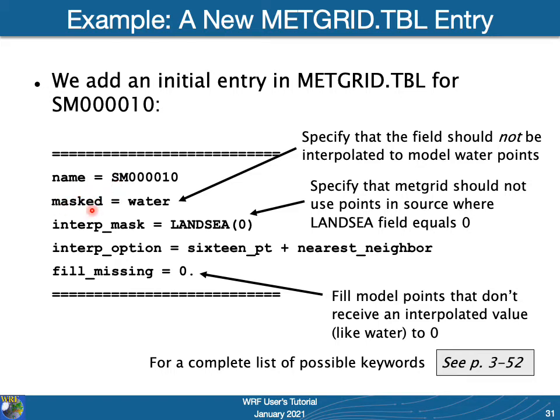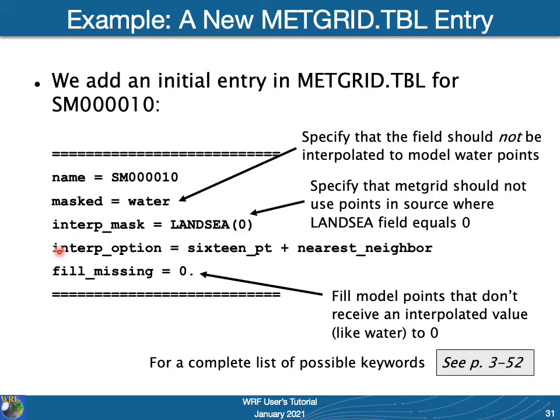We can set the mask keyword to water to tell the metgrid program that we don't need to interpolate the soil moisture field onto water points as dictated by our high resolution geogrid land-sea mask. We can add this interp mask keyword to tell the metgrid program that wherever the GFS land-sea field is 0, that represents a water point, and we should therefore not use the corresponding pixel in the soil moisture field from GFS because it's likely to be invalid.